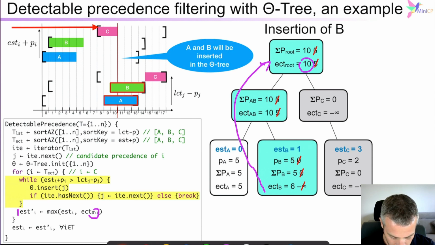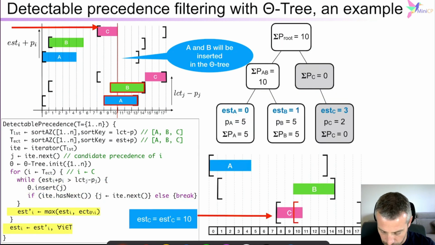And so 10 will be used to update the early start time of the activity C, and we will be able to push the start time of the activity C a little bit further, okay? And it will be 10 instead of 8. And so we have removed 2 values from the early start time of the activity C, exactly as we have seen on our example when we solved it initially to give us the intuition of what is the detectable precedence filtering rule.